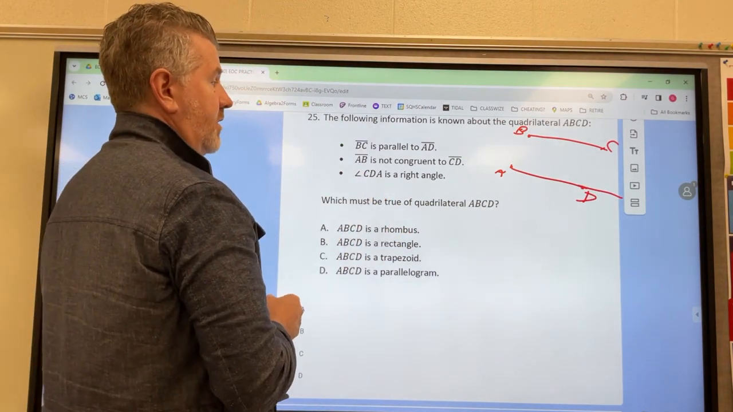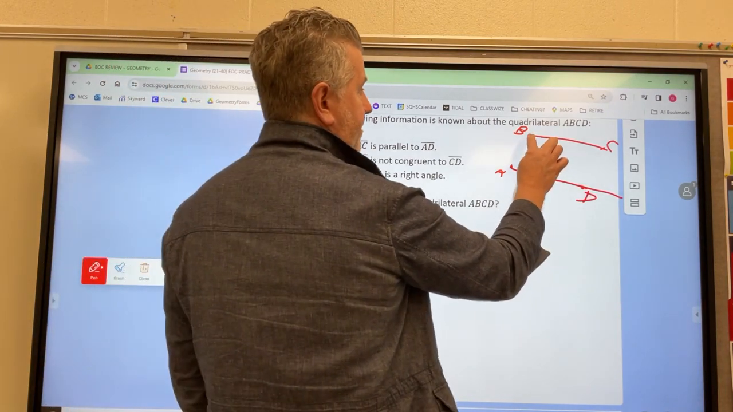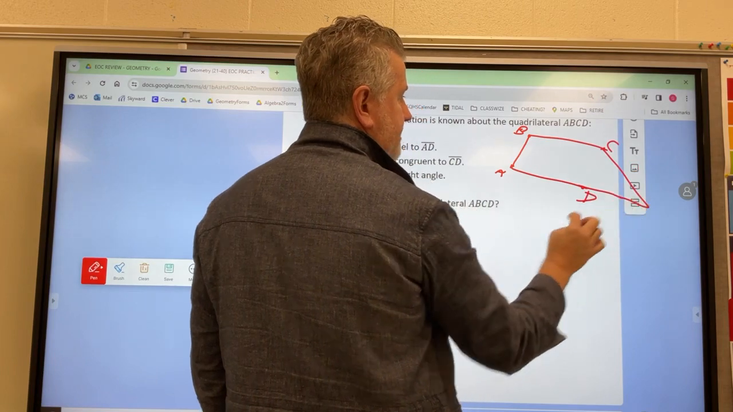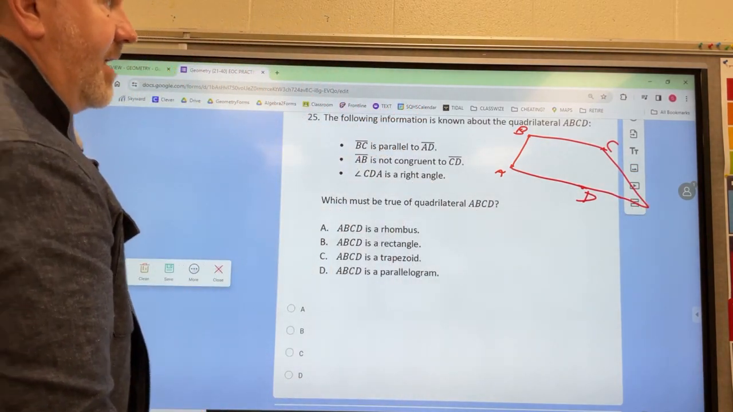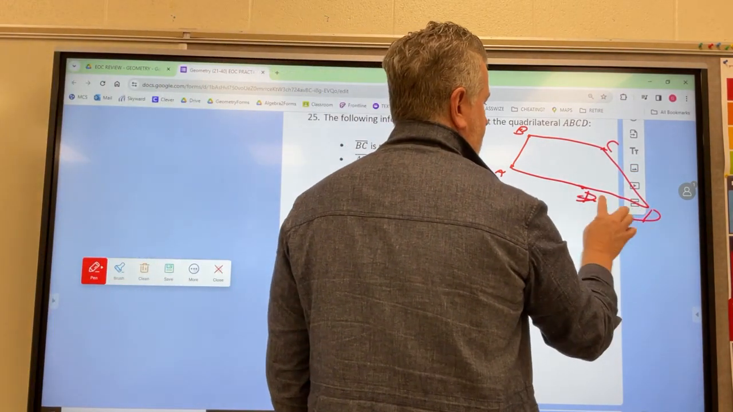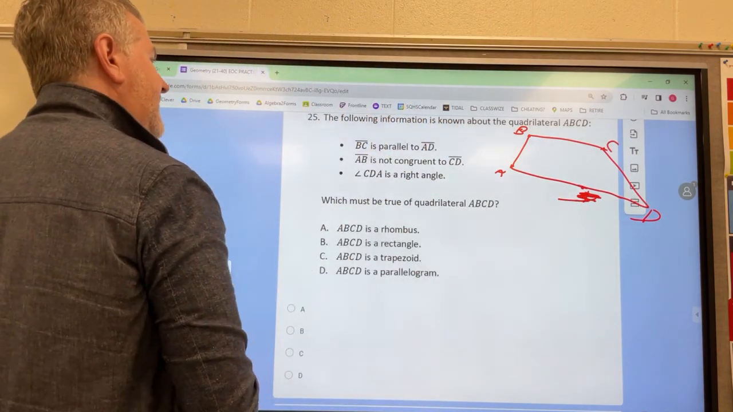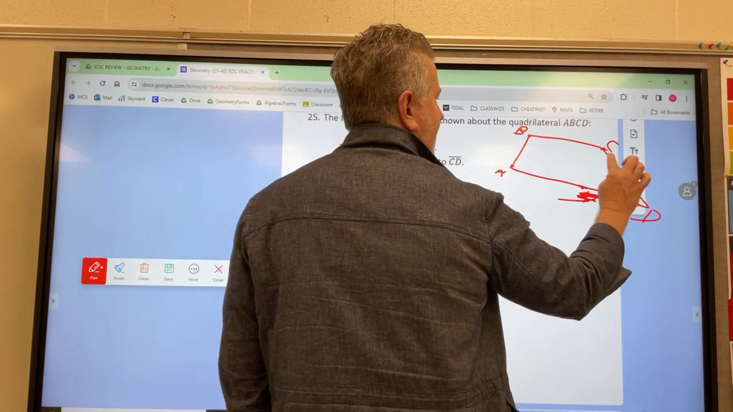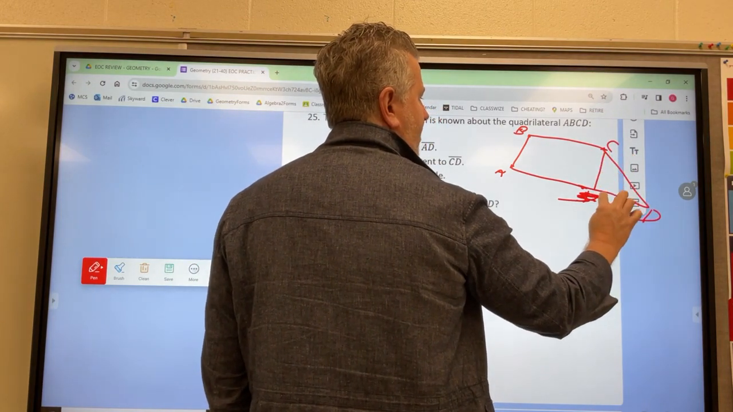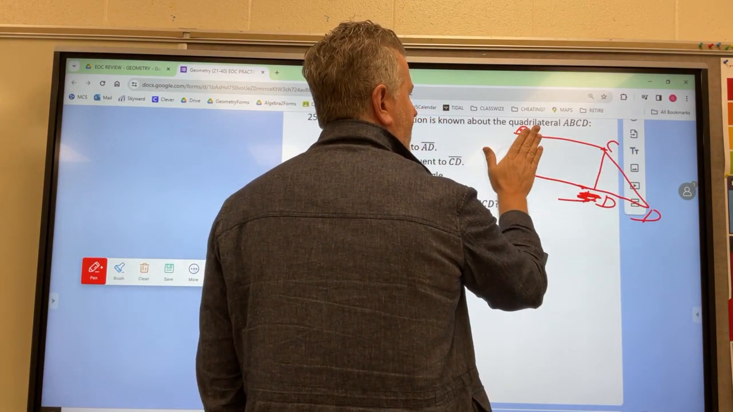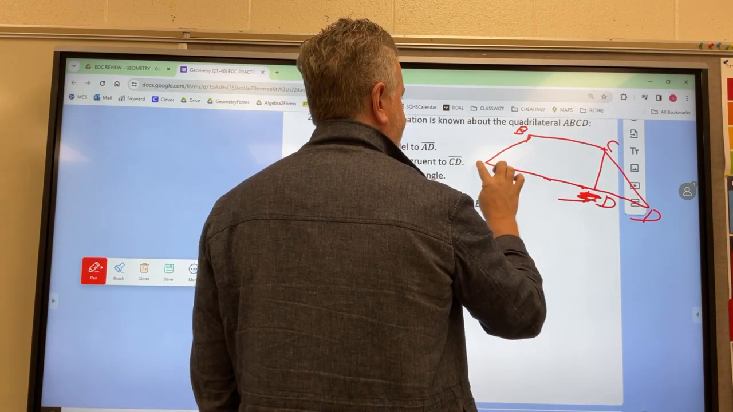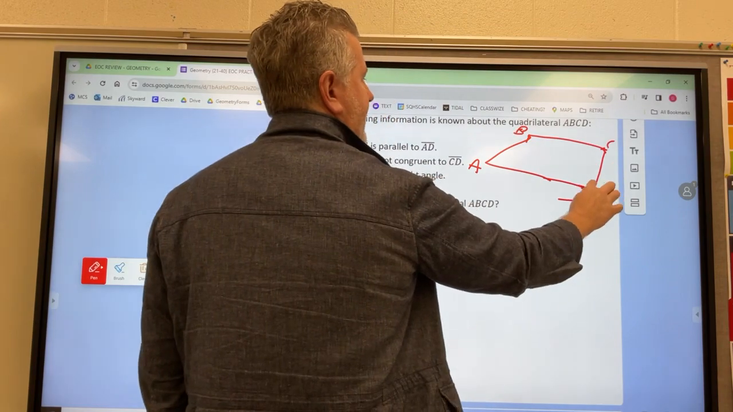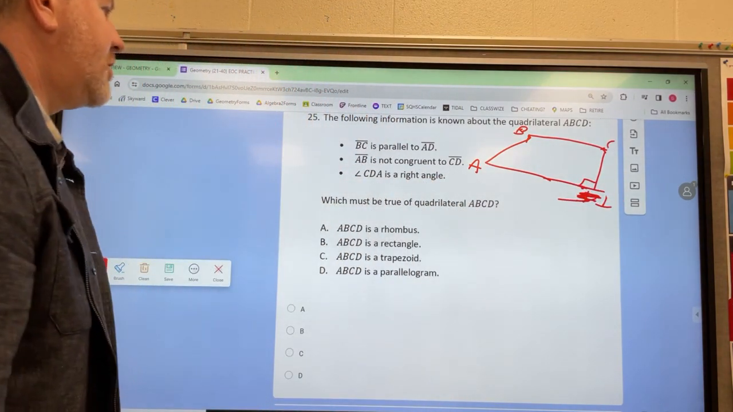AB is not congruent to CD. So one of them is shorter than the other one, maybe like that. We're going to move D out here. And CDA is a right angle. So we're going to make CDA a right angle, and we're going to bring A out here a little bit and call it that. That's a right angle. Which must be true?